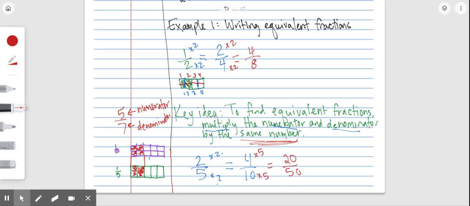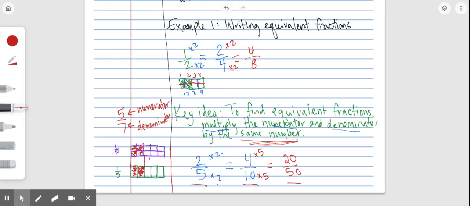Now, I don't want to draw a shape that's got 50 tiles in it to find the equivalence, but I can trust that because I multiplied both the numerator and the denominator by the same number, all 3 of these fractions have the same value. They're all the exact same fraction. They're called equivalent fractions. Okay?